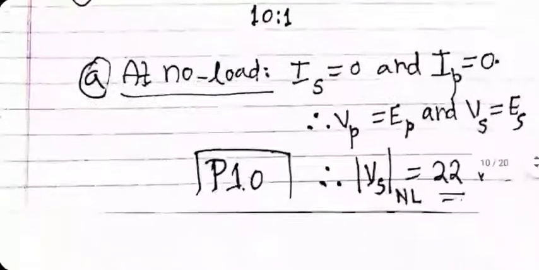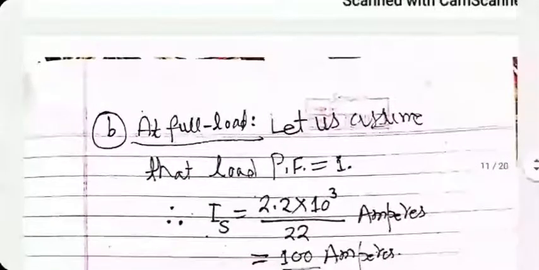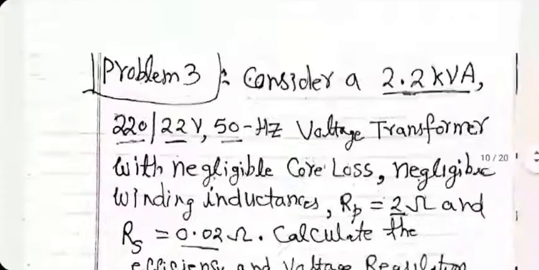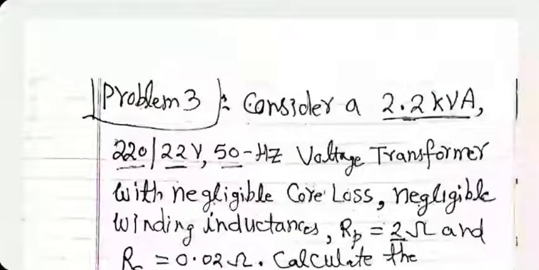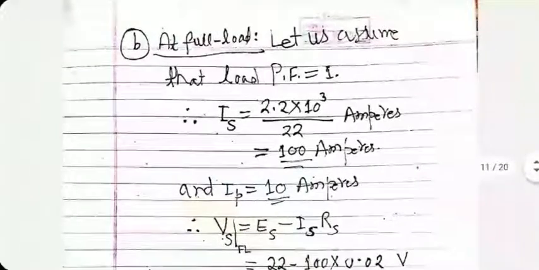At full load, what happens? Power factor is not given for the load. We would assume it's 1. Now you have to calculate the secondary current and primary current at full load. For that, you use kVA rating. 2.2 kVA divided by 220 volts will give you primary current at full load. 2.2 kVA divided by 22 volts will give us secondary current at full load. So secondary current turns out to be 100 amperes. Primary current turns out to be 10 amperes.